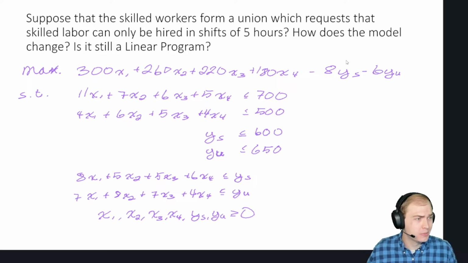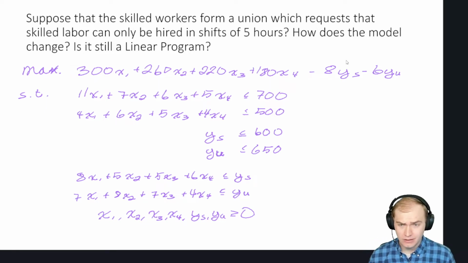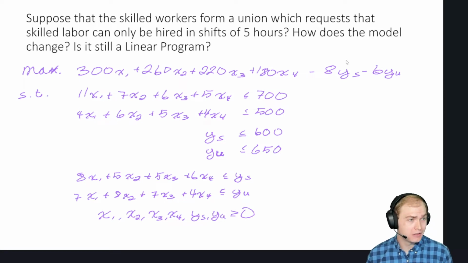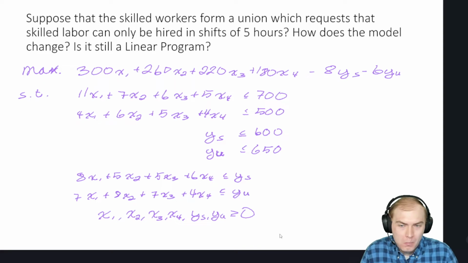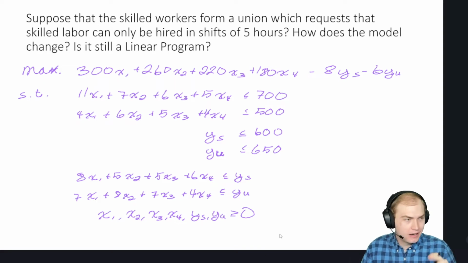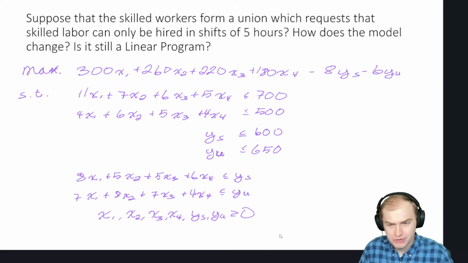So previously we were thinking about labor as being this kind of fluid, hire exactly as much as you need to produce whatever. You could hire a quarter of an hour, you could hire pi of an hour if you wanted. This union is saying we can only hire chunks of 5 hours. How does this change things?